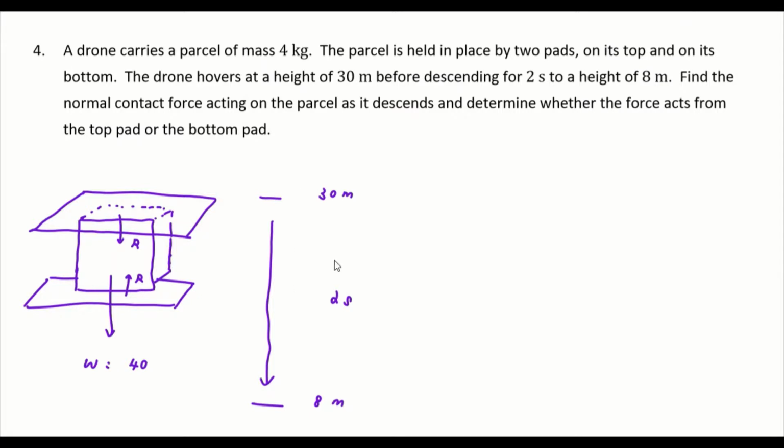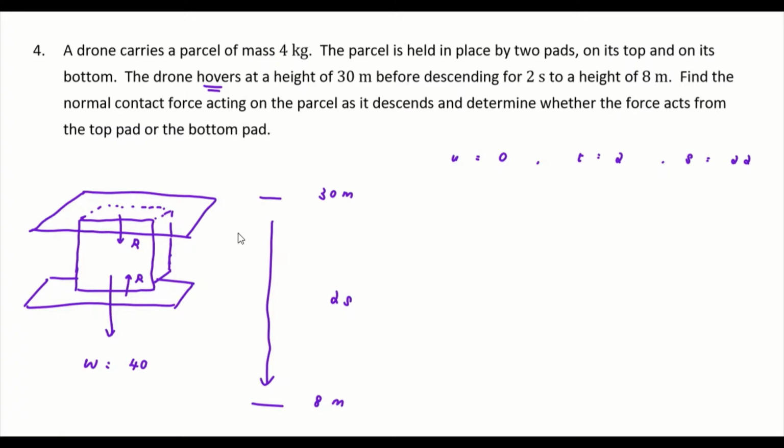Let's try to find some of the information that we have first. We know that the drone hovers. Hovering means they stay at the same position, so they just remain at the same height. So what happened here is your initial velocity is going to be 0 because there's no change in position. Then the question tells us it's descending for 2 seconds, so the time is 2. It's descending from the height of 30 meters to 8 meters, so the change in displacement is actually 22.